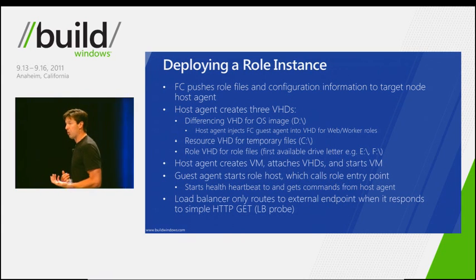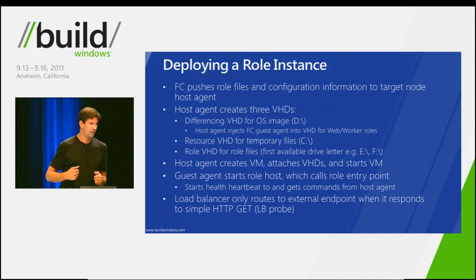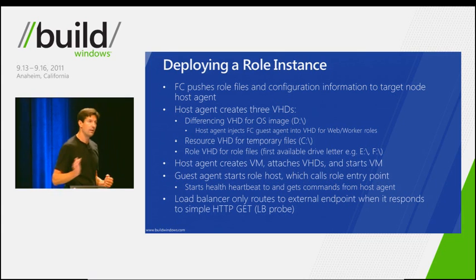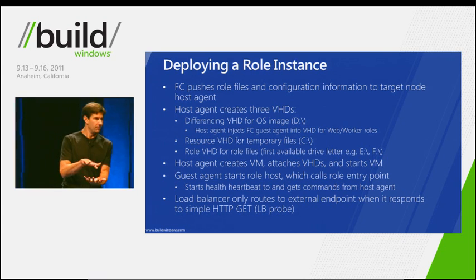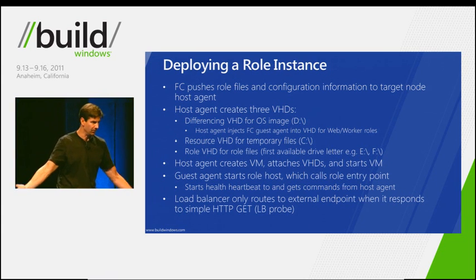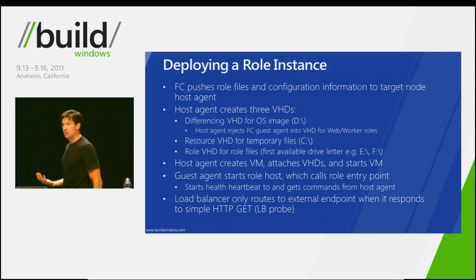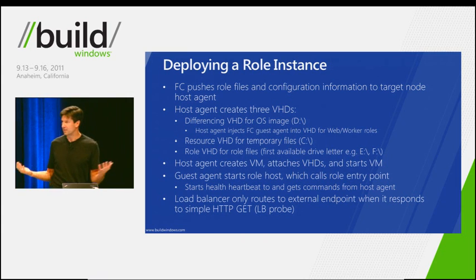You also have a role VHD created for you. So we create this role VHD, stick your role code inside there. And you could have multiple instances of your role on the same blade. We share that base image VHD by putting differencing disks on top of that as well. So if one of your VMs scribbles all over your role volume, it's affecting only that instance, not another instance from that role on the same server. And for the resource VHD, that's just a dynamic VHD that we create. That's that one, that resource VHD.